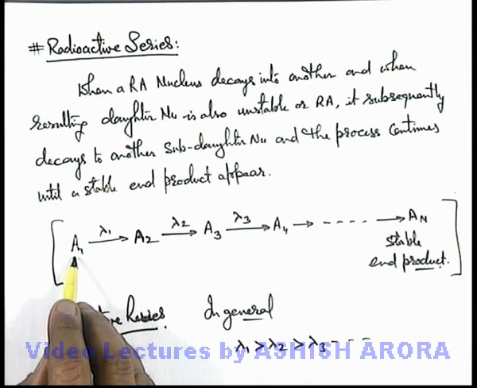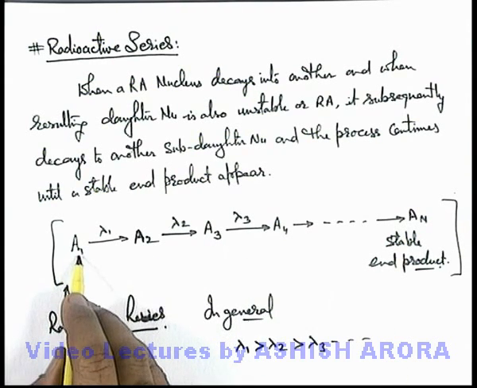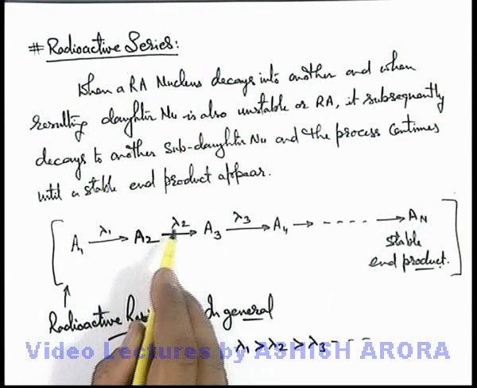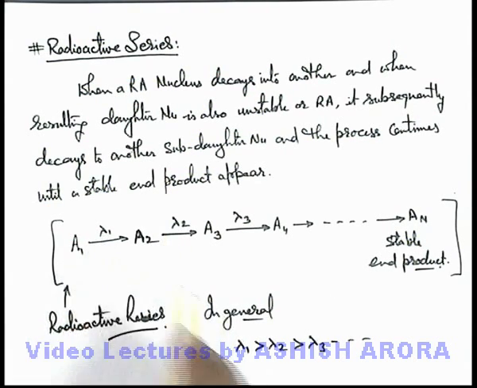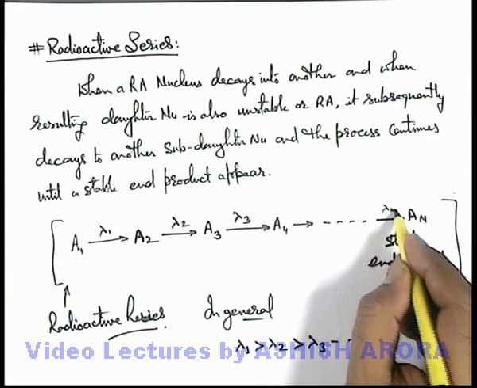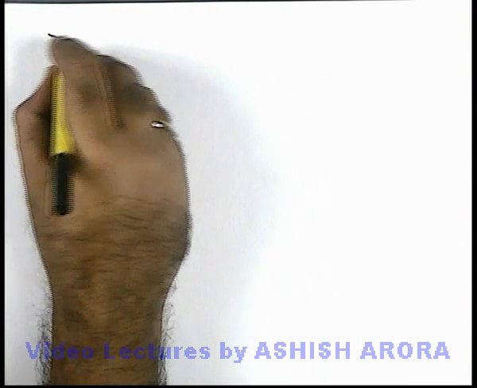because A1 is the starting element or parent nucleus of this radioactive series. So among all these elements, this is the least stable element which decays to A2, which is more stable, so its decay constant will be relatively less. So the decay constant of element A1 is maximum, while that of the last element, which is lambda n minus 1, will be the minimum decay constant in the series. So you must be very careful about it.